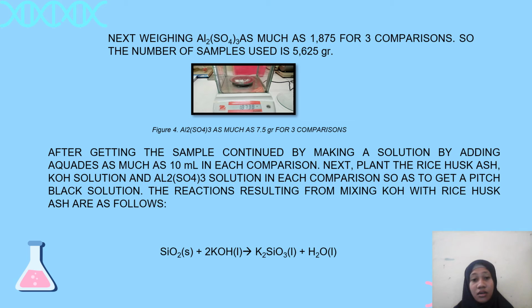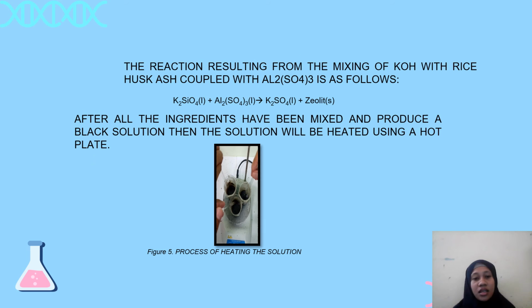The reaction resulting from mixing KOH with rice husk ash is as follows: SiO2 + 2 KOH becomes K2SiO3 + H2O. The reaction resulting from mixing KOH with rice husk ash coupled with Al2(SO4)3 is as follows: K2SiO3 + Al2(SO4)3 becomes K2SO4 + zeolite.